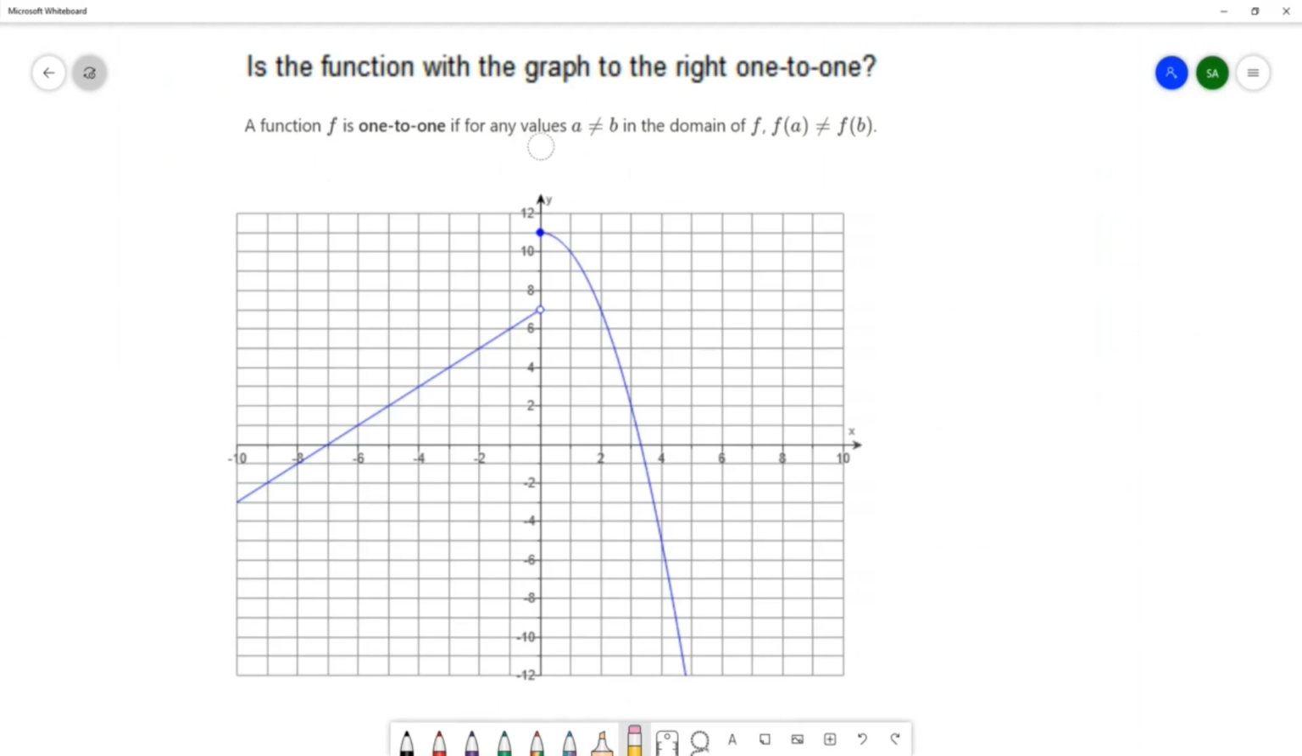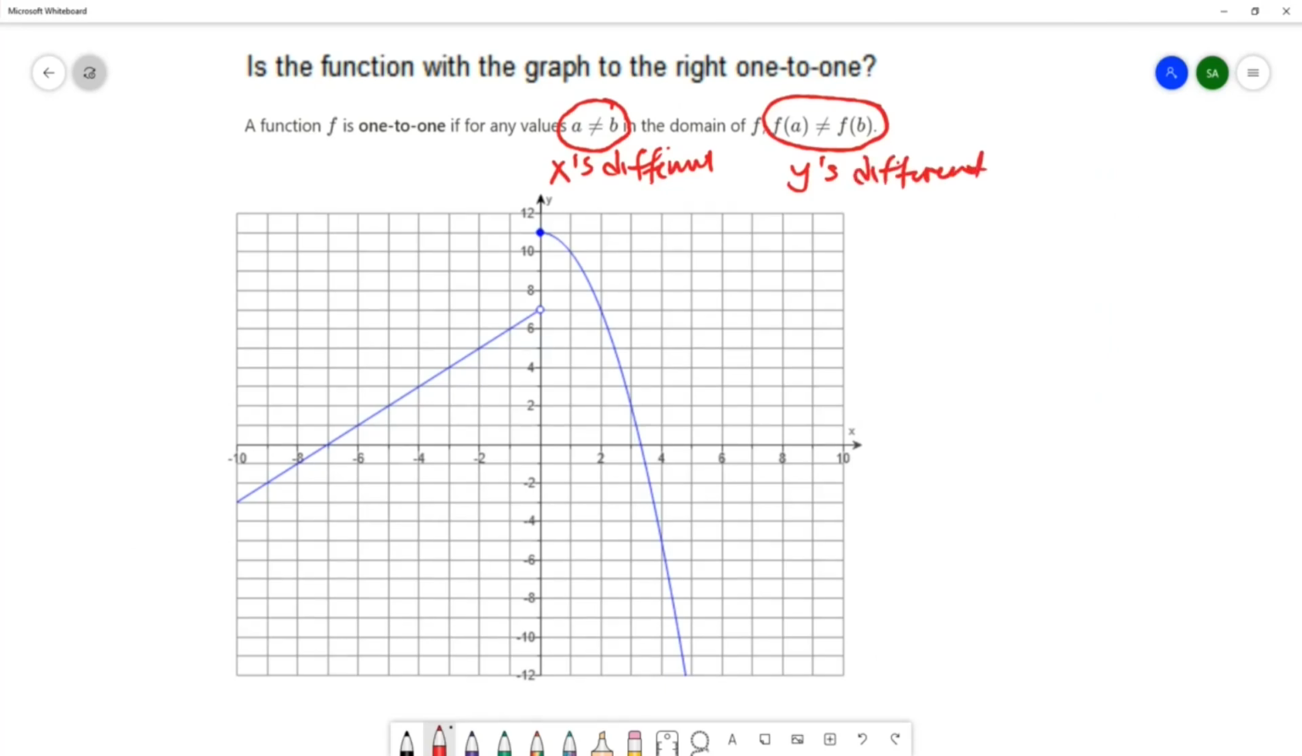A function f is one-to-one if for any values a not equal to b in the domain of f, f of a is not equal to f of b. So if we simplify the meaning of this definition, a not equal to b is saying that the x's are different. And then over here we have f of a not equal to f of b. This is saying that the y's are different.